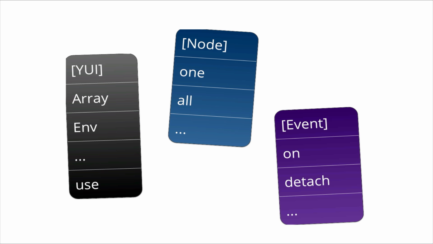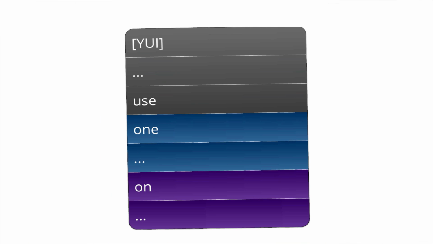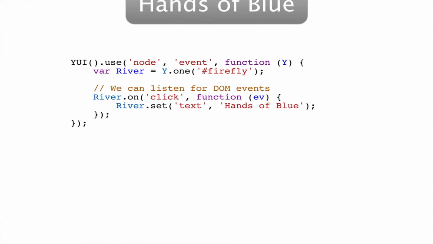So when you call the use statement, you are asking YUI to load these modules, and it attaches these modules to that Y object that gets passed into your callback function. So that's how we load modules, and that's how we use them. So back here you see we're calling y.1.